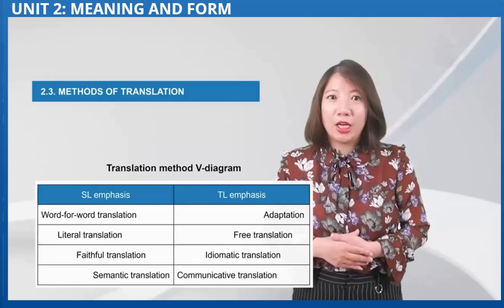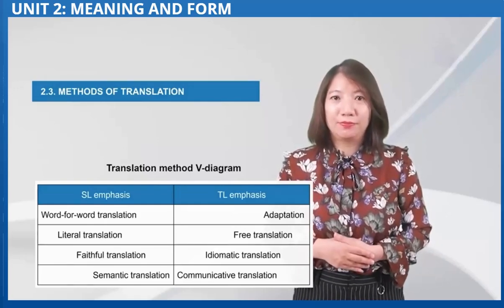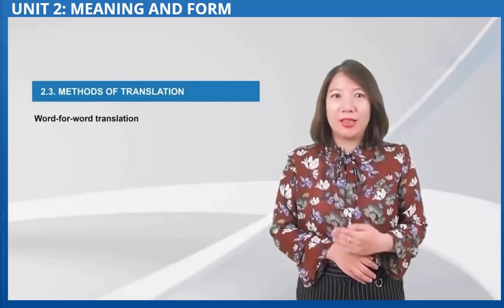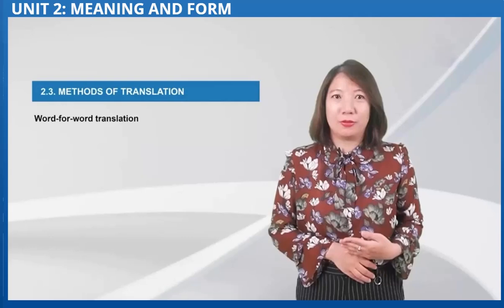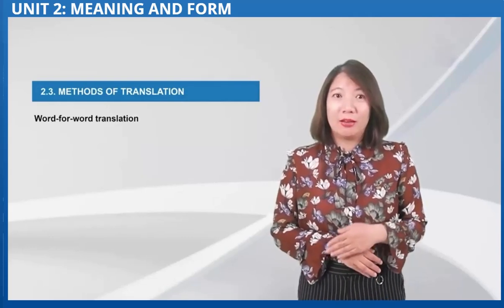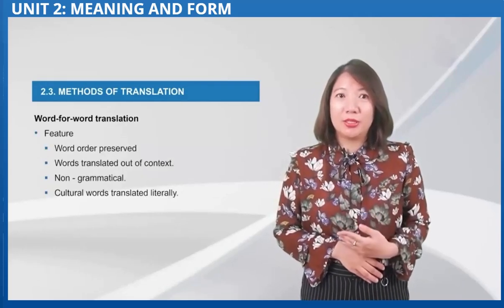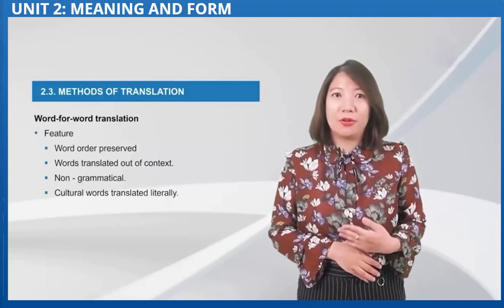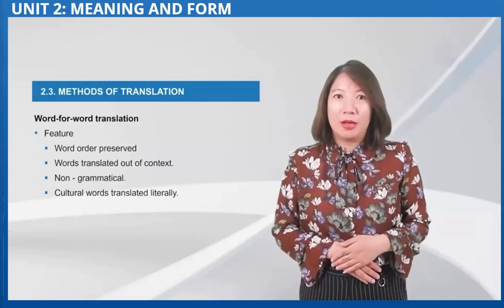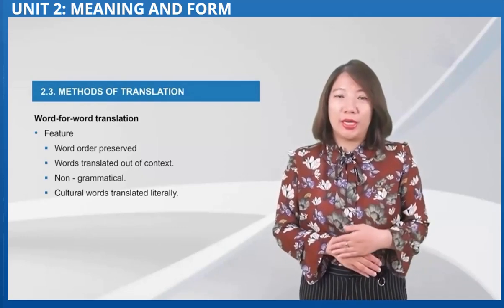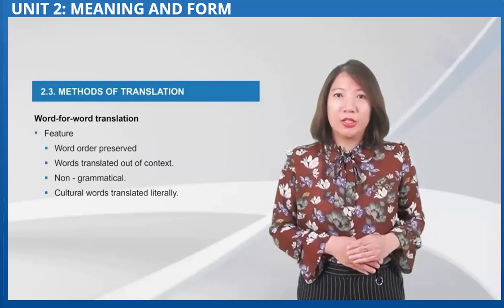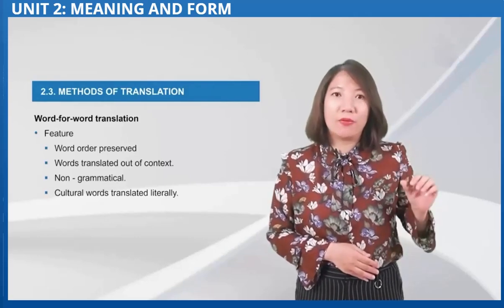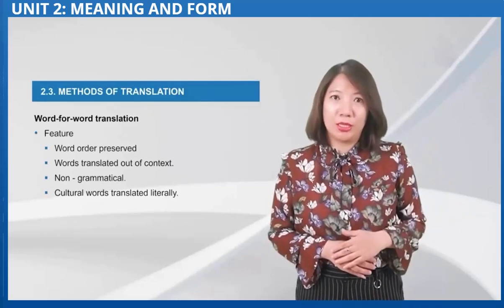Now, let's look at each of the translation methods in detail. The first method is called word-for-word translation. Looking at the name of the translation, you can imagine the focus of the method, don't you? Now let's think about the feature, the use, and then we have some examples for the method. Firstly, in terms of the feature, word-for-word translation means that the word order of the text is preserved. So if one word appears first in the source text, its equivalent will appear first in the target language, and so on.